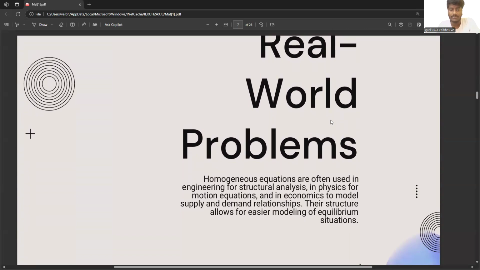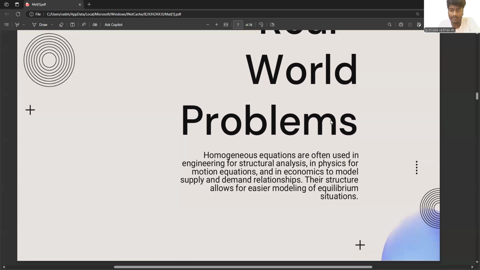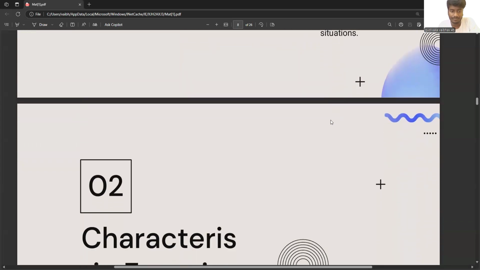Next, real world problems. Homogeneous equations are often used in engineering for structural analysis, in physics for motion equations, and in economics to model supply and demand relationships. Their structure allows for easier modeling of equilibrium situations.